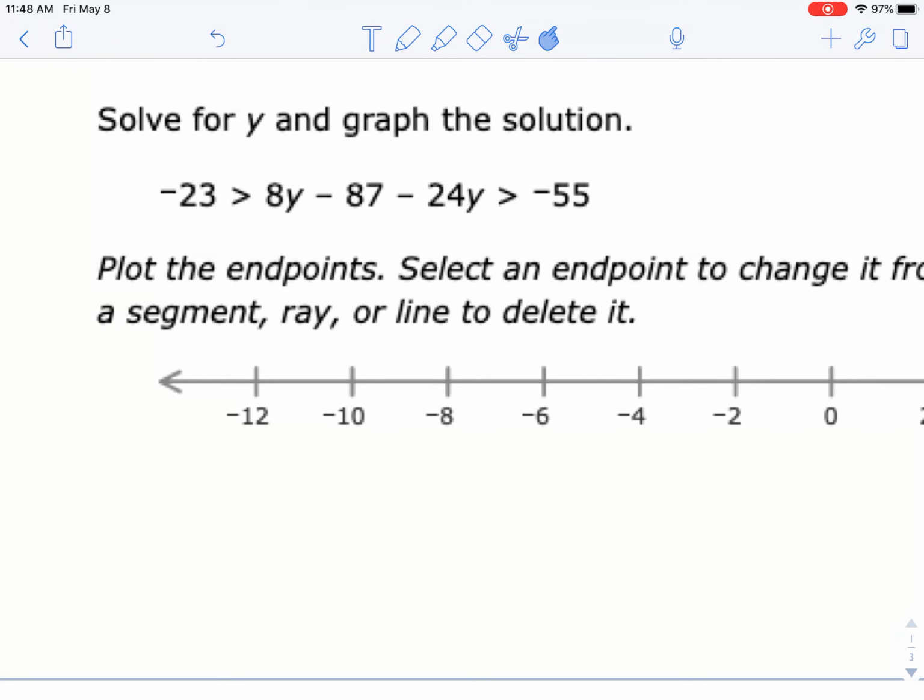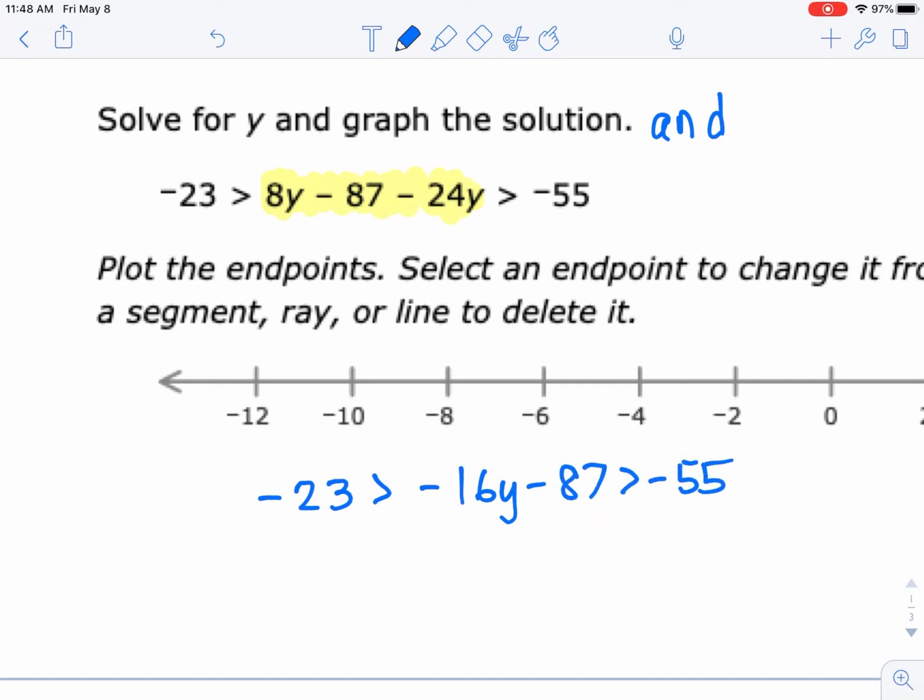Okay, so this inequality, because I have an expression between two symbols, this is an and. So I'm going to bring this below. And anything you do to the middle, you do to both sides. So first thing I'm going to do is combine like terms. And then I want to get rid of the 87. So I have to add 87. So I add it on the left, and I add it on the right.